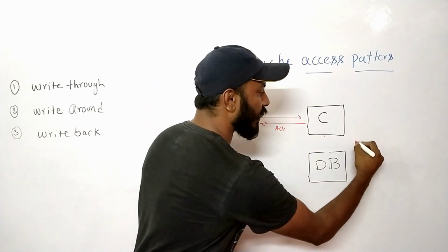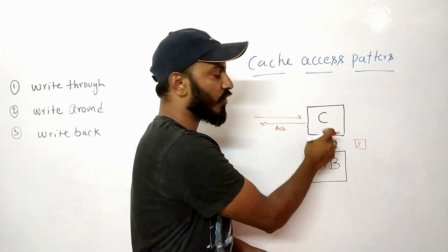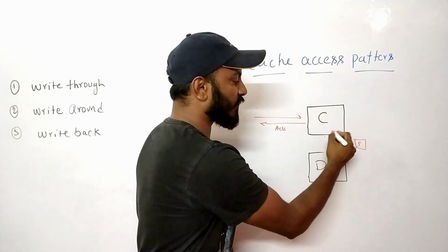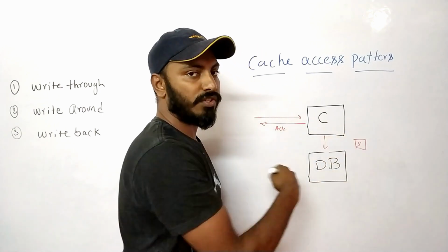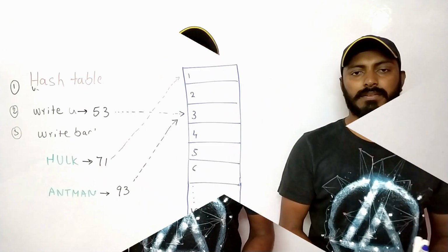And there will be one more service which will be syncing the writes which happen to the cache into the DB asynchronously. That means that the service will take care of syncing the data, or updating the data which is there in the cache, to the DB. So this is called a write back cache access pattern.